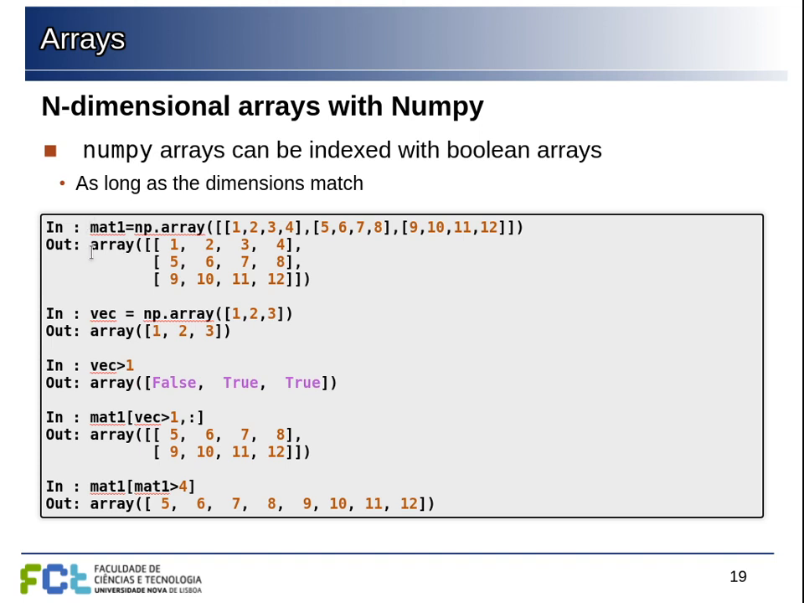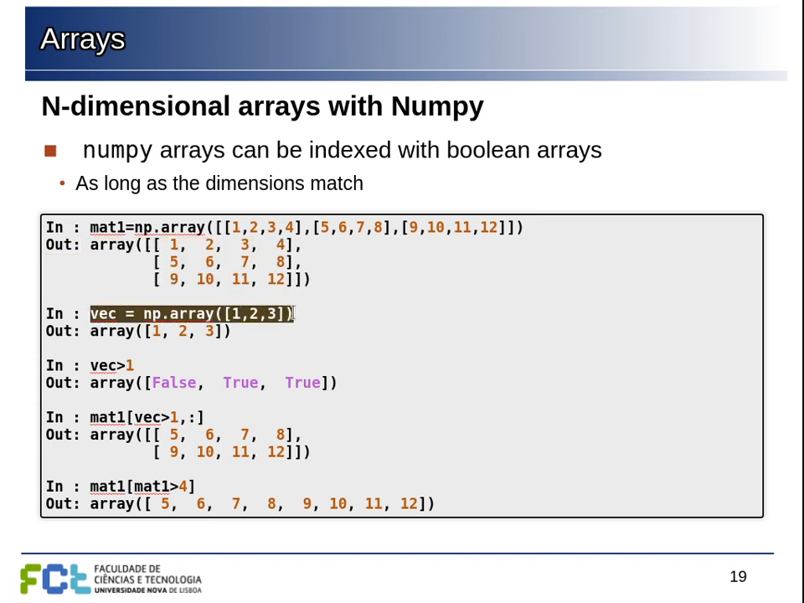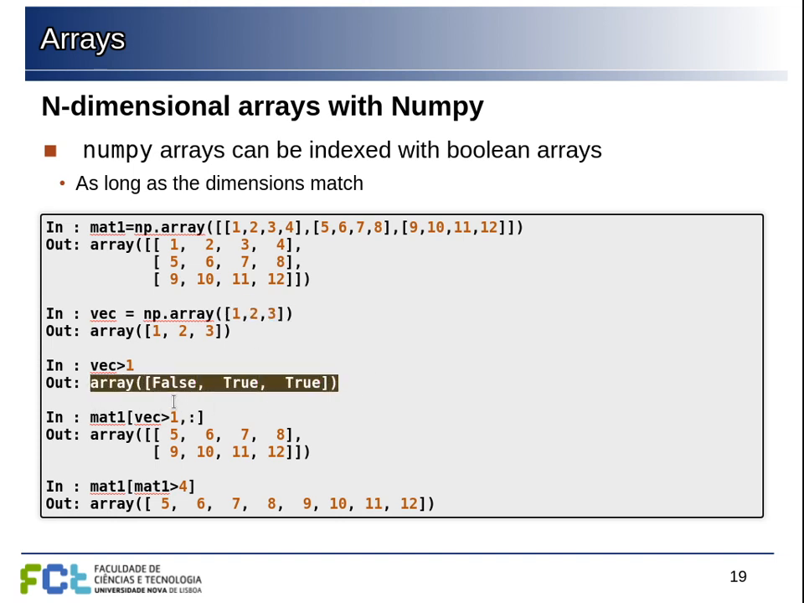For example, I have here this matrix, and then I'm going to create this vector 1, 2, 3, and I'm going to compare the vector with 1. When I compare the vector with 1, this operation will be broadcast into 1, 2, 3, and it will return an array of Boolean values with false, true, true, because 1 is not greater than 1, but 2 and 3 are greater than 1. So we have false here, true here, and true here.